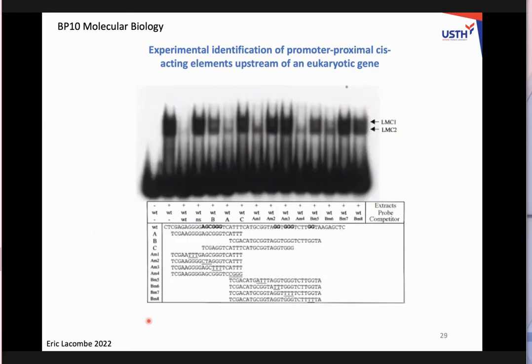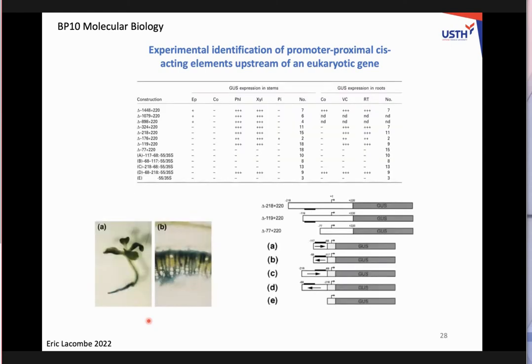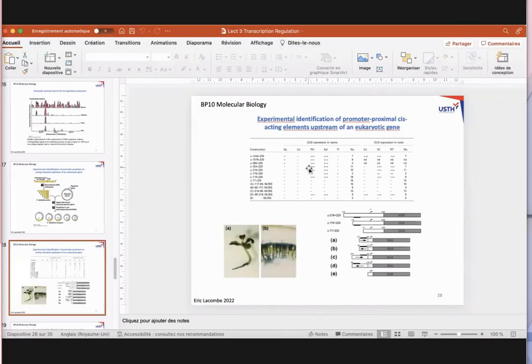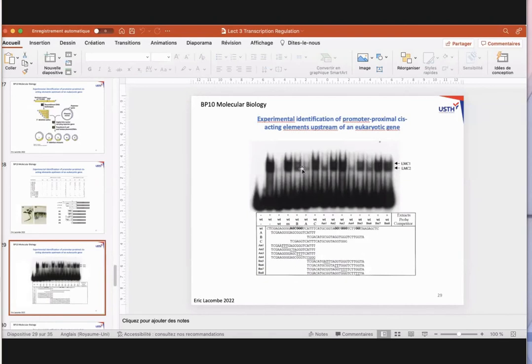Okay, so now, it's the same example. From this experiment, we identified this region of the promoter as being important. Now we are going to be interested in what are the proteins, so the transcription factors, that are able to bind this domain. So we are going to do an electromobility shift assay, so EMSA. I will come back to this slide just after.